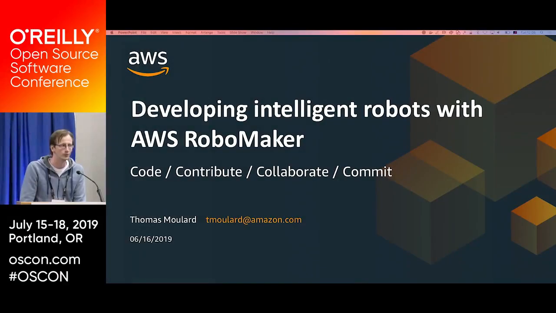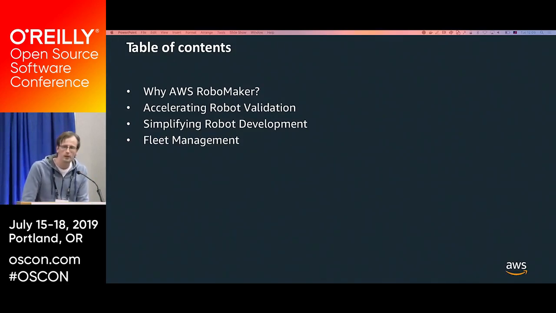Today I would like to talk about this new service we launched just at re:Invent last year. Our goal is to easily develop, test, and deploy intelligent robotic applications. So today we will be talking about multiple things. Why we chose to build AWS RoboMaker: one, for accelerating robot validation, for simplifying robot development, and to ease fleet management.